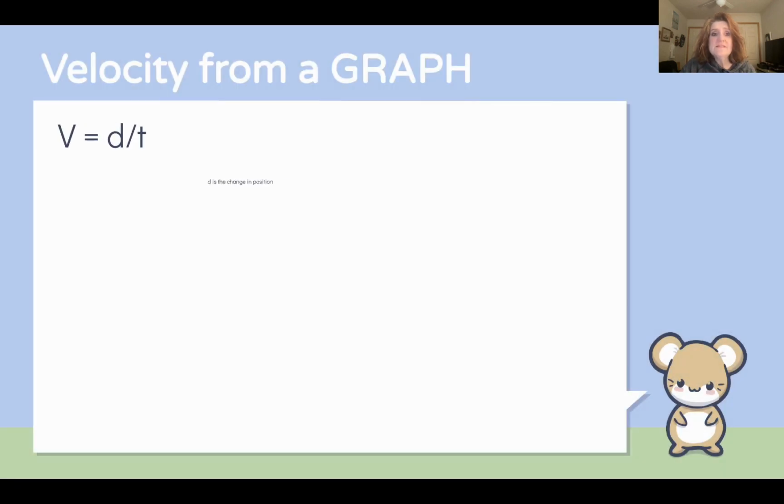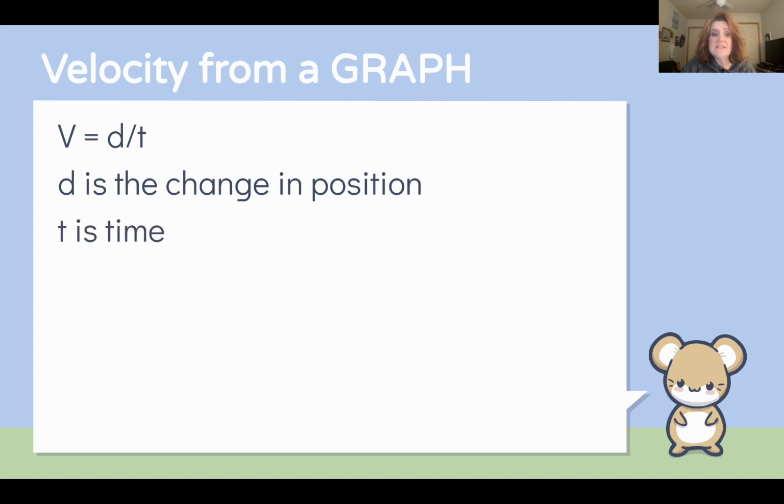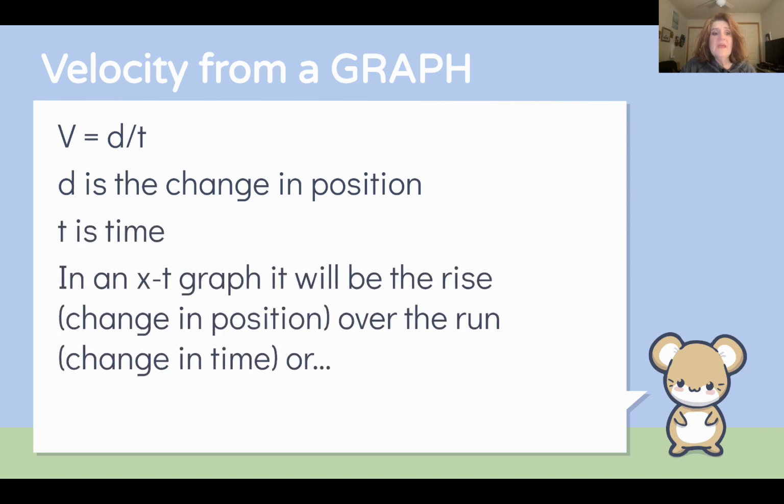So velocity is distance divided by time. Distance is the change in position. T is the time. And on an XT graph, it will be the rise, change in position, over the run, change in time, or the slope of the graph.